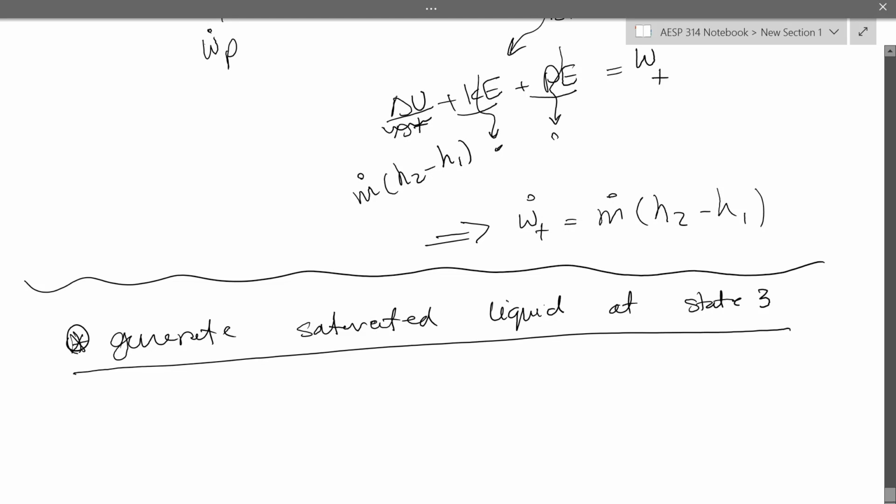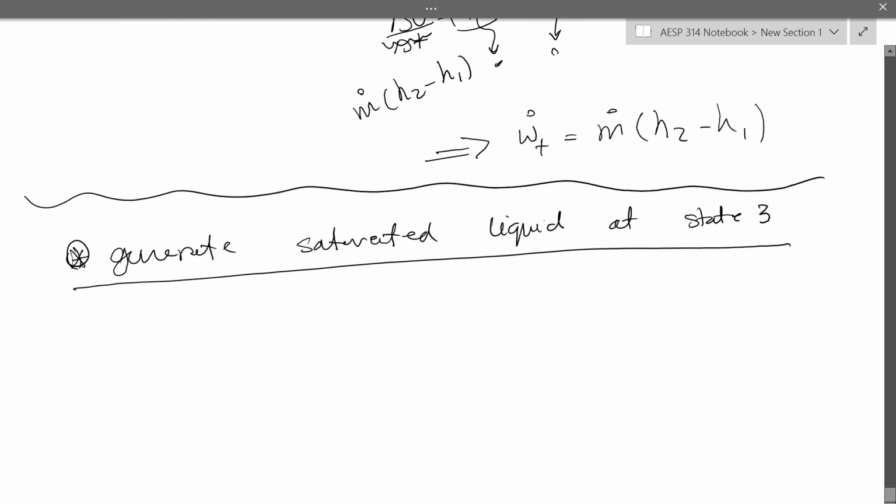We are removing some heat, and we are going to assume that there is no work done on this process, done on the system or by the system, it doesn't really matter. But how can we calculate the heat? Q dot here, again, based on the first law, is going to be equal to m dot H3 minus H2.